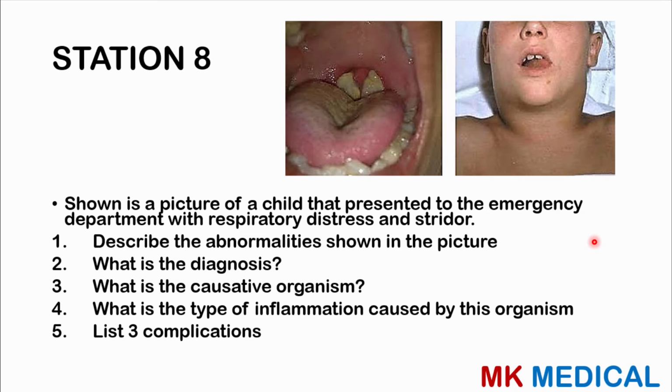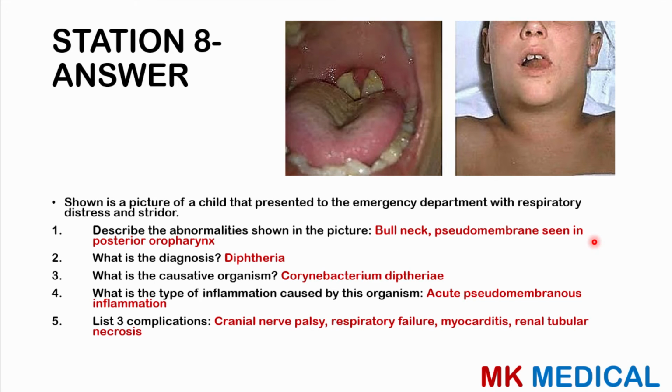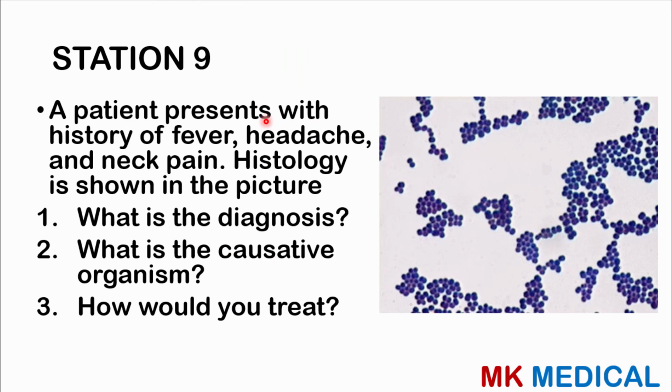And here comes the answer. So this is a bull neck that is shown in this image on the right. This is a bull neck and a pseudomembrane that is seen in the posterior oropharynx. So the diagnosis here is obviously diphtheria, which is caused by Corynebacterium diphtheriae. Then the type of inflammation is acute pseudomembranous inflammation, and 3 complications include things like cranial nerve palsies, respiratory failure, myocarditis, and renal tubular necrosis.